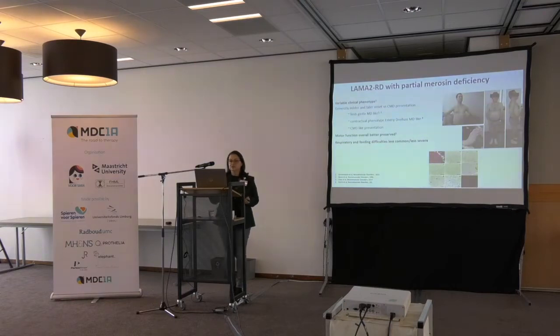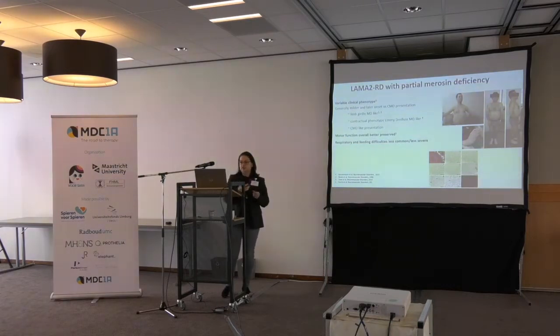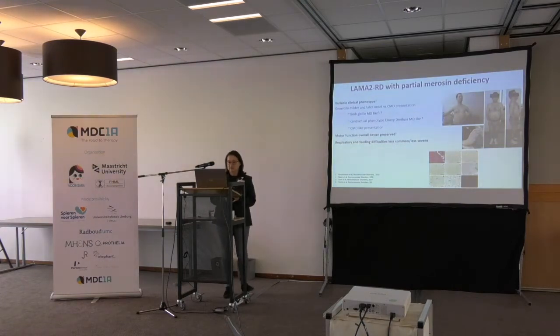And what we see overall is that, as I said, the phenotype is very variable. The presentation can really range from quite severe early onset, almost like a congenital muscular dystrophy presentation, to a milder later onset limb-girdle-like presentation. And recently, the group of Gisèle Bonne in France also described this quite severe contractural phenotype, where it really mimics a condition called Emery-Dreifuss muscular dystrophy, which is quite different, but clinically the patients seem very similar. Overall, we know that muscle function is much better preserved and that respiratory and feeding difficulties are less common.